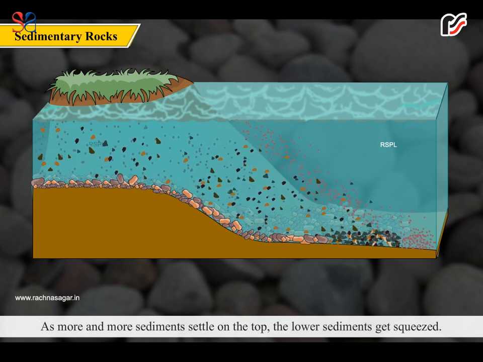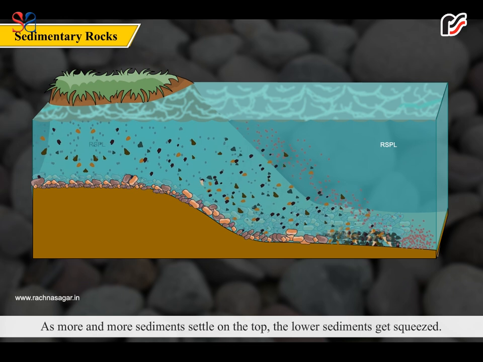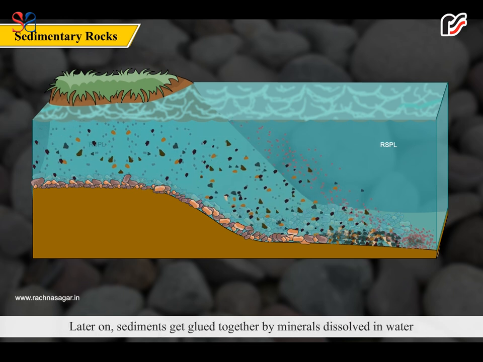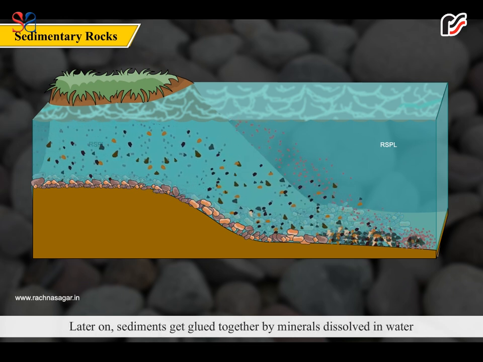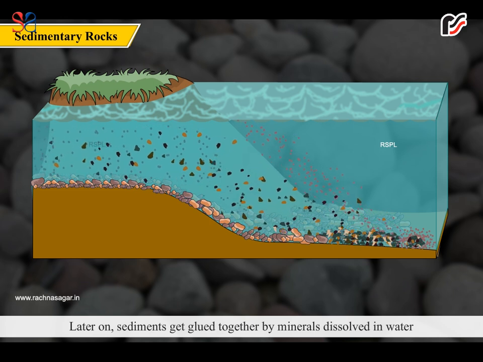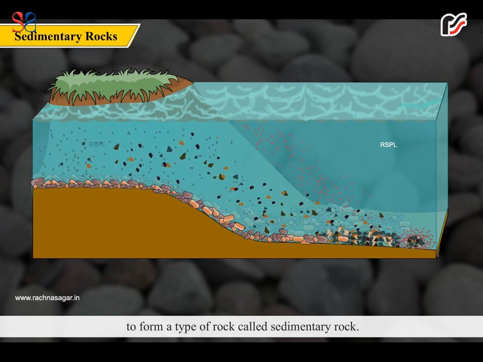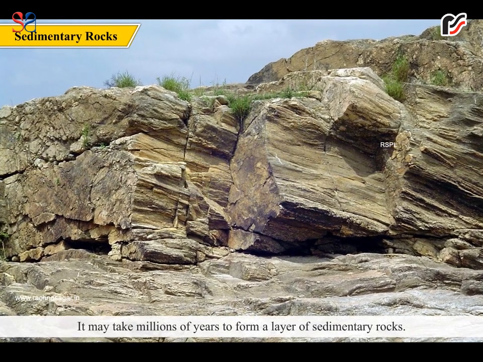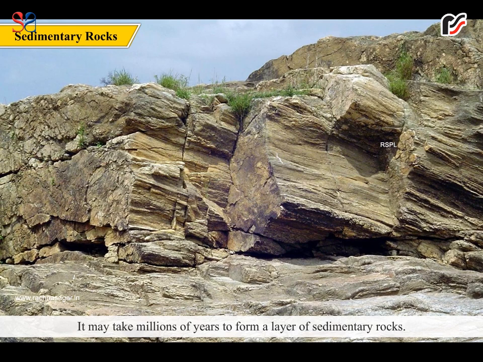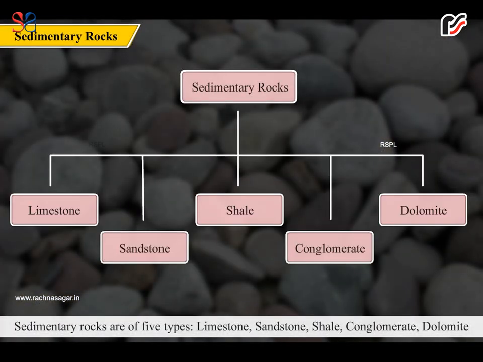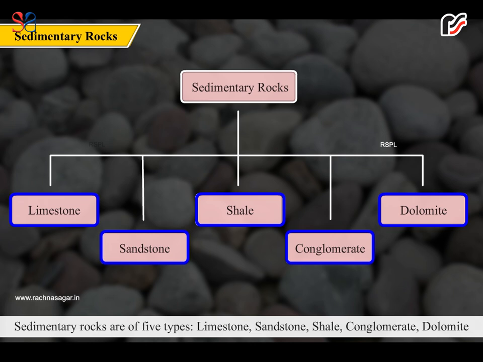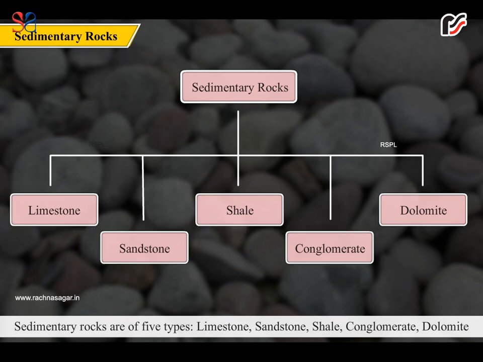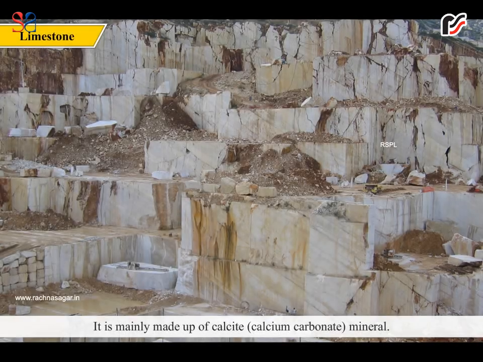As more and more sediments settle on the top, the lower sediments get squeezed. Later on, sediments get glued together by minerals dissolved in water to form a type of rock called sedimentary rock. It may take millions of years to form a layer of sedimentary rocks. Sedimentary rocks are of 5 types: limestone, sandstone, shale, conglomerate, dolomite.